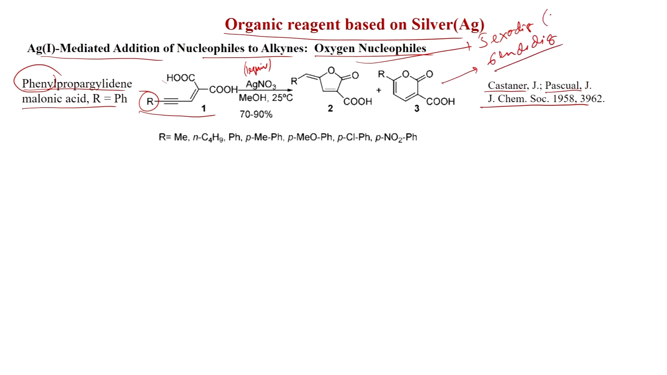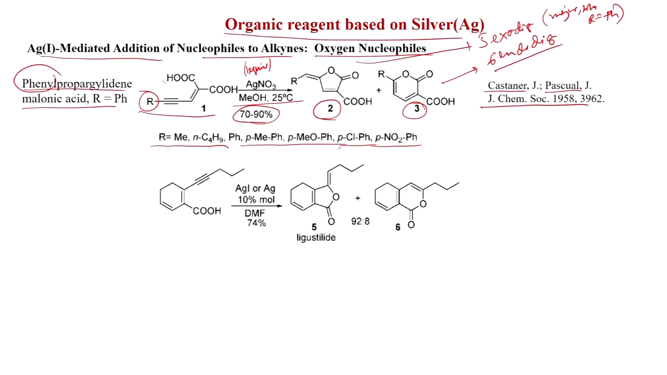And 5-exo-dig is the major product when R is equal to Ph. And when R is equal to alkyl, then you get a mixture of 2 and 3. So, with silver nitrate 1 equivalent, in methanol at room temperature, you get these products in 70 to 90% yield. And not only phenyl, other aromatic groups can also be tolerated. After this development, many other groups tried to exploit this chemistry and many different cyclizations have been reported.